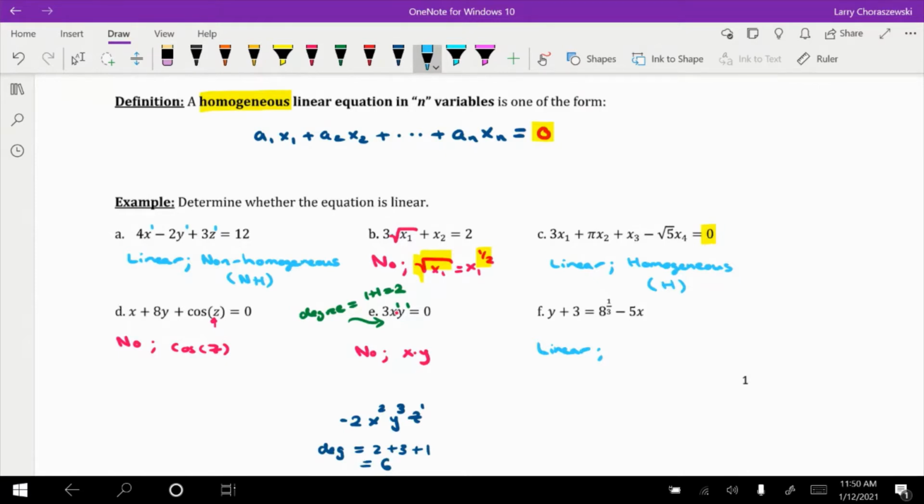Non-homogeneous. Okay, let's take a look as to why that is. We could attempt to write this in standard form. One way of doing that is to bring the -5x over to the left-hand side. That'll give us 5x plus y plus 3. And 8 to the 1/3 is the cube root of 8 in disguise, so that would give us 2. And we can just subtract 3 from each side. We have 5x plus y equals -1. And you'll notice that the constant term on the right-hand side is not 0. So this is definitely a non-homogeneous linear equation. So nice job, Drake. And there we have it.